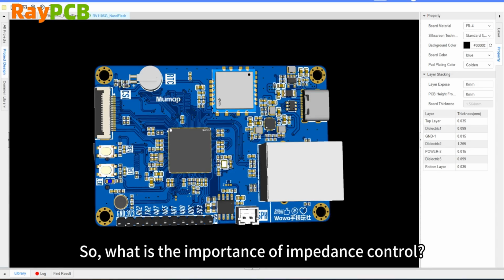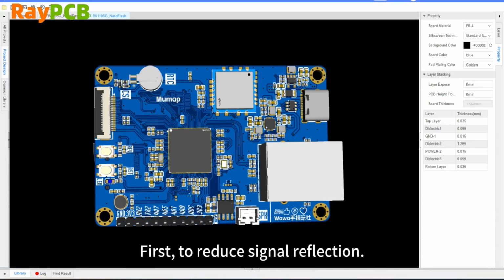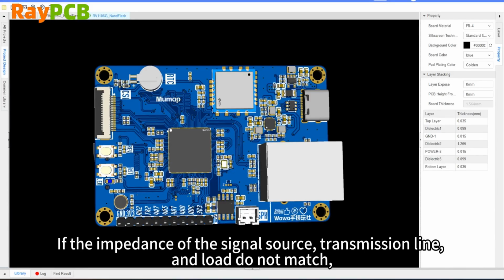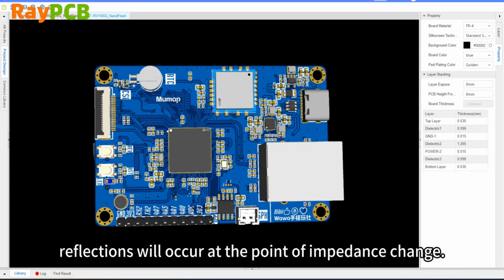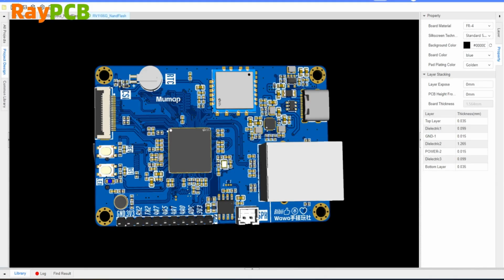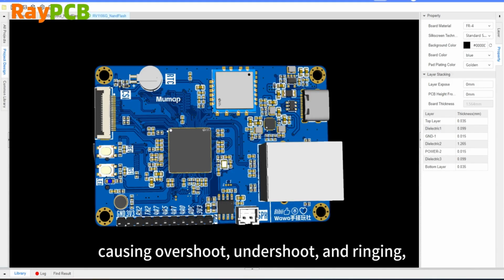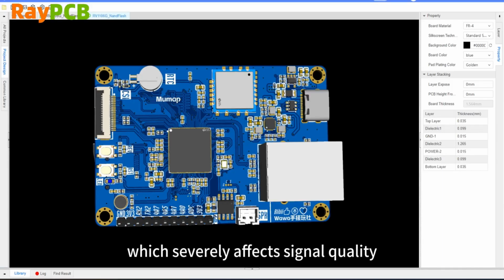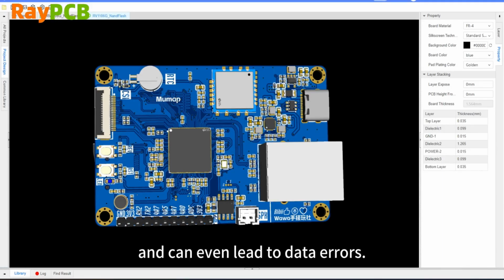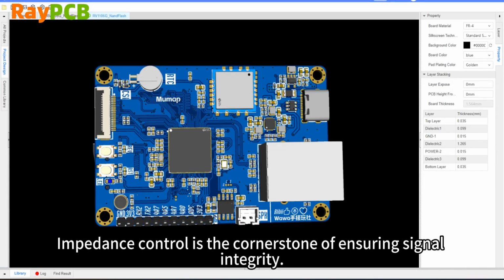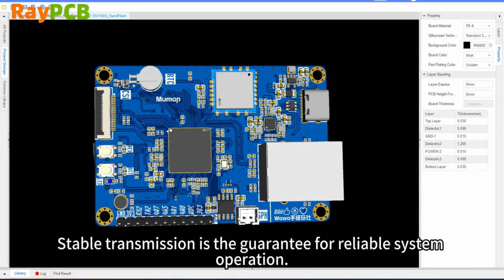So why is impedance control important? First, it reduces signal reflection. If the signal source, transmission line, and load impedance are not matched, reflections will occur at points where the impedance changes. This leads to signal waveform distortion, such as overshoot, undershoot, and ringing, which seriously affects signal quality and can even cause data errors. It ensures signal integrity. Impedance control is the cornerstone of maintaining signal integrity. Stable transmission is the guarantee for reliable system operation.